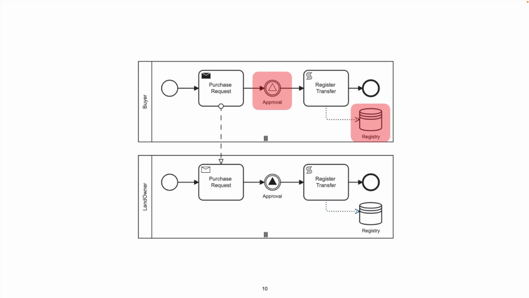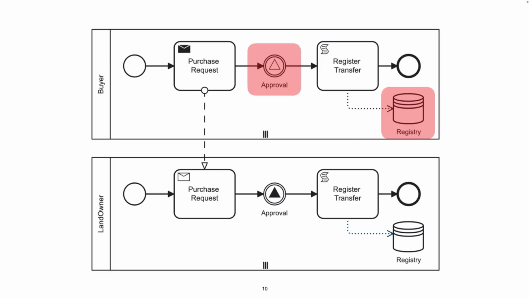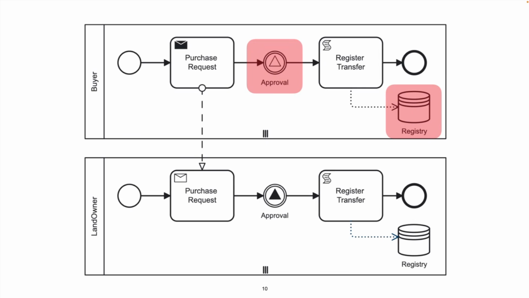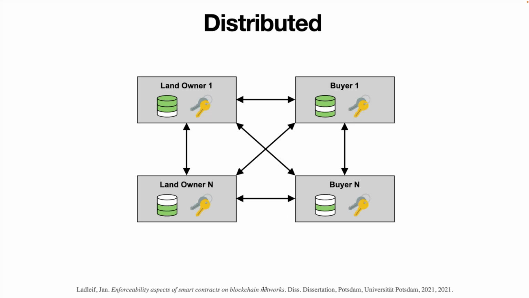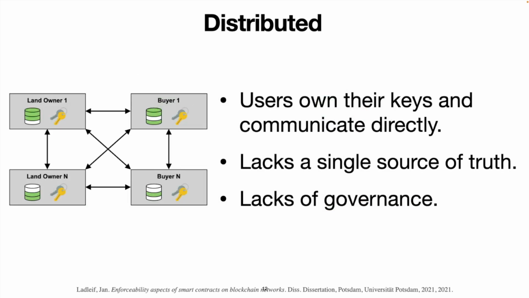So the other alternative is to get rid of the authority and just have the buyer and the landowner. However, in this case, as we can already see in the process, the areas marked in red can be faulty sometimes. Since we have multiple buyers and multiple landowners, to have a single state of truth is not easy. So this is also how it could look. Every participant has a fragment of the entire truth. So we don't have a global view of the entire process state.